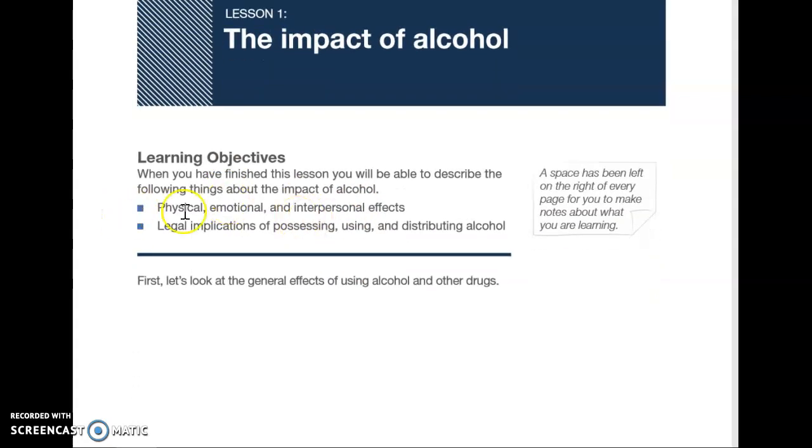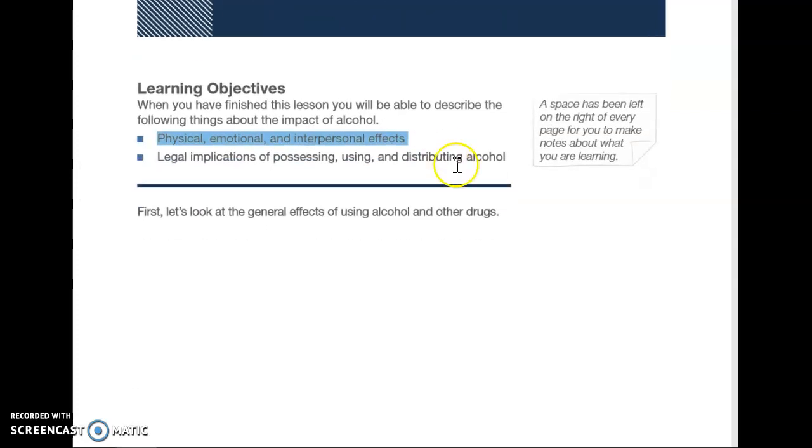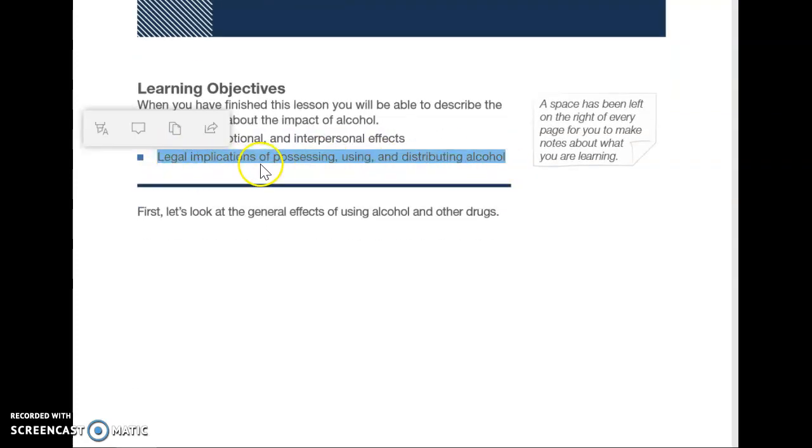When you've finished this, as you can see here, it says you'll be able to describe the following things about the impact of alcohol. So you should know how it affects you physically, emotionally, and interpersonally. And if you're not sure what that means, we'll talk about that shortly. And by the end of the week, you'll also have an idea about legal implications of possessing, using, distributing alcohol.